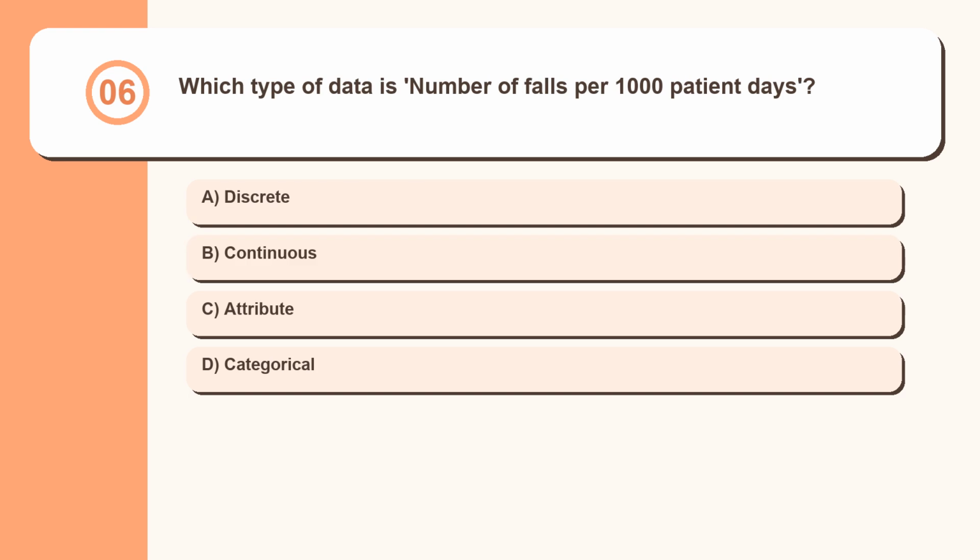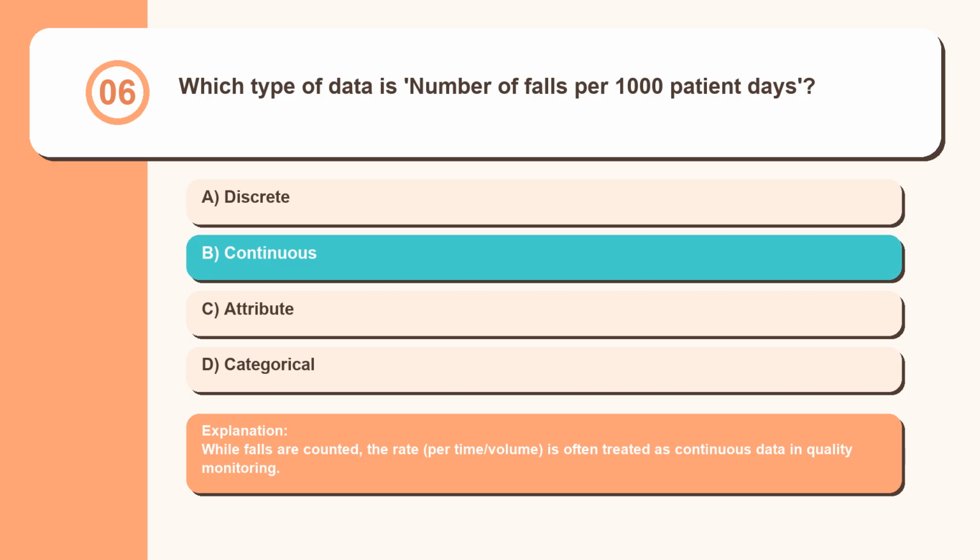Question 6. Which type of data is number of falls per 1,000 patient days? Discrete, continuous, attribute, categorical. While falls are counted, the rate, per time or volume, is often treated as continuous data in quality monitoring.